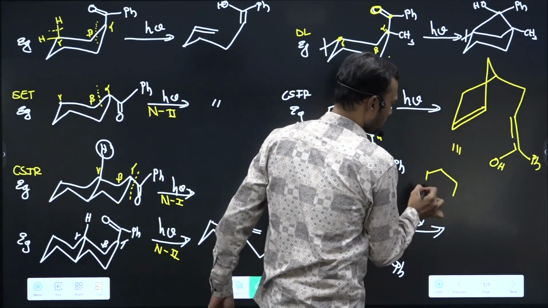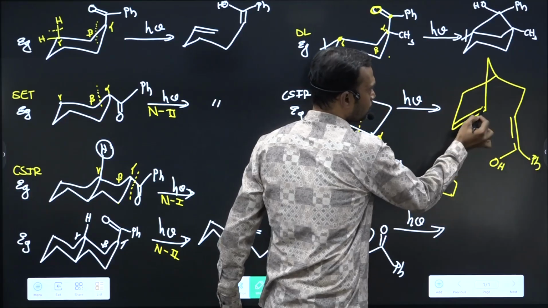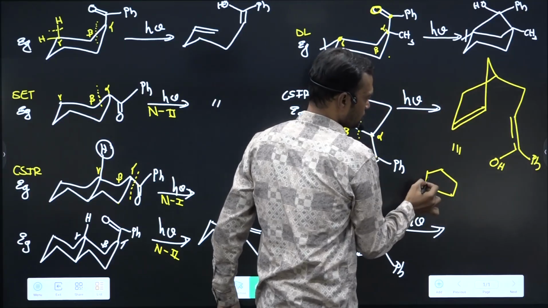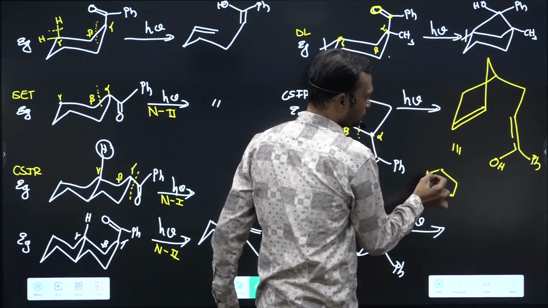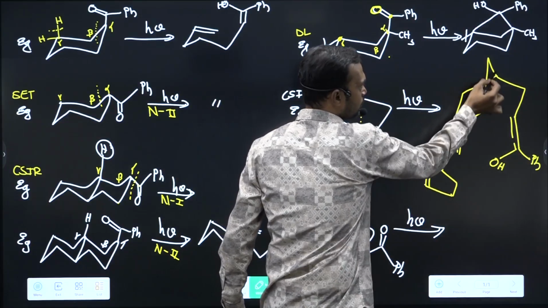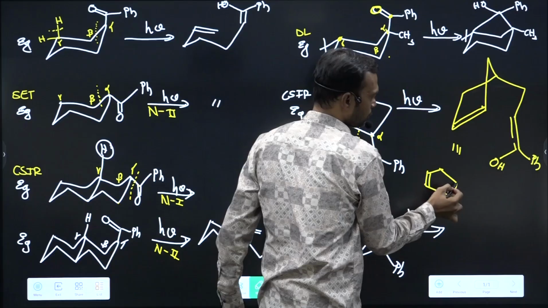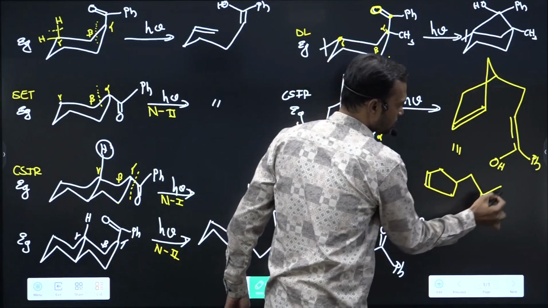So is this a 5-membered ring or not? 1, 2, 3. So here I am writing double bond. 1, 2, 3. 1, 2, 3. Fourth carbon is this one. 1, 2, 3, 4. So here I can write C double bond O, Ph.